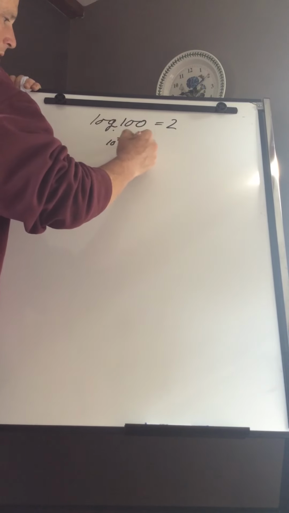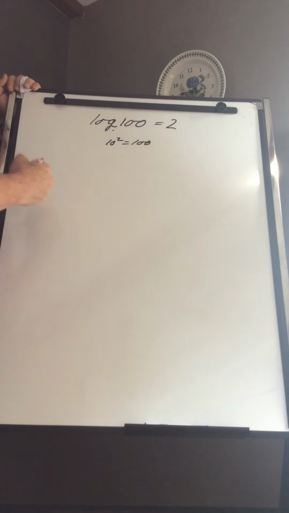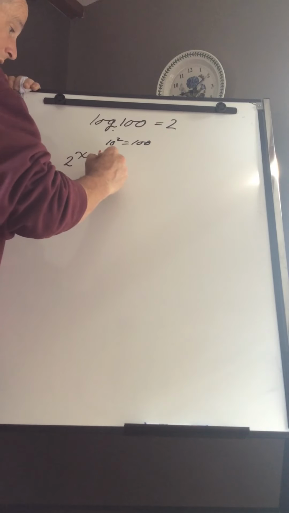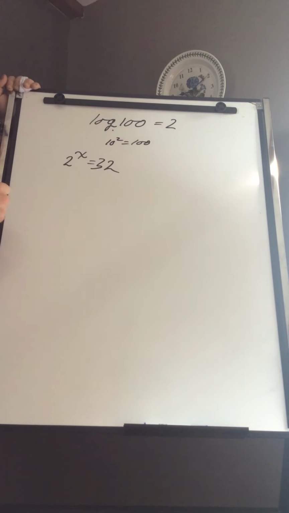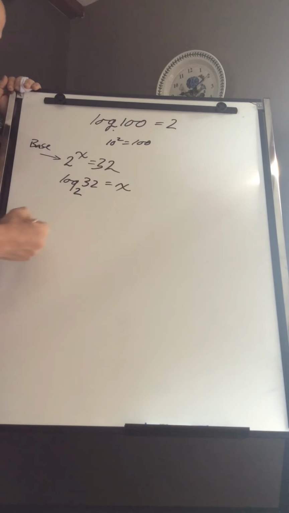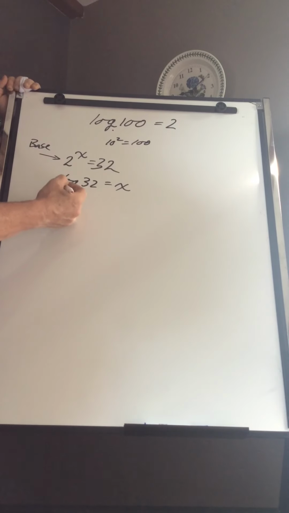10 squared equals 100. So if I have a different situation and I had 2 to the power x equals 32, we know we can change this to 2 to the power of 5, but we can also write this as log base 2 of 32 is x. So this works the same as this, which is base 10, and it allows me to solve.